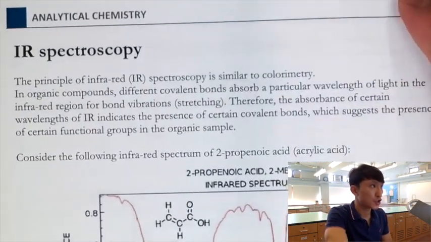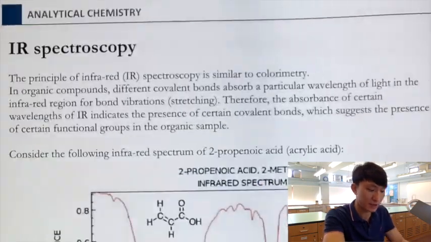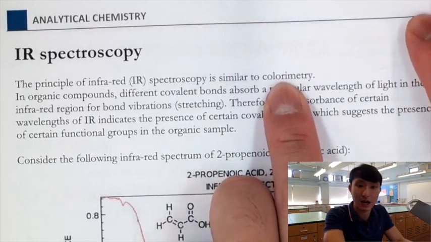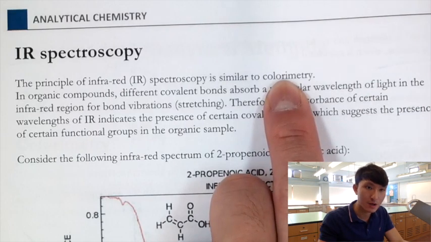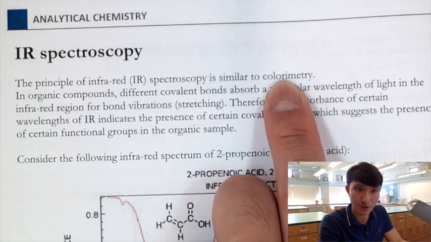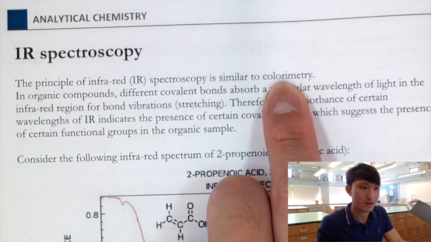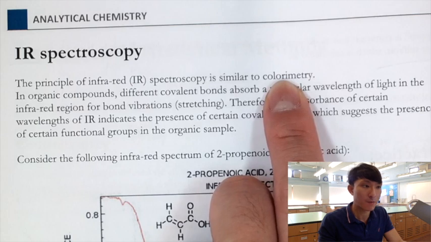Infrared spectroscopy. The idea of infrared spectroscopy is quite similar to calorimetry. Again, we are providing an electromagnetic wave to our sample, and we try to look at how much of a particular light is being absorbed. From the absorbance or transmittance, we are able to tell how much light is being absorbed.